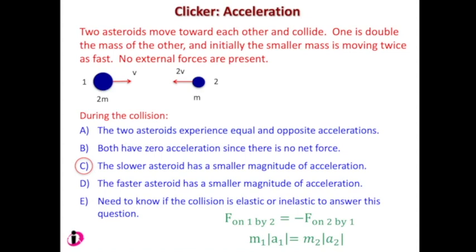C, we've already discussed it's right, and D is just the opposite of C. D is saying that object 2 will have a smaller magnitude of acceleration, which is just backwards based on the masses. And then E, it's true we don't know whether this collision is elastic or inelastic, but we don't need to know that to answer this question.